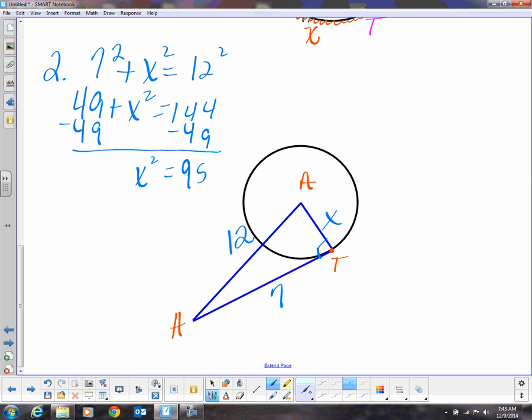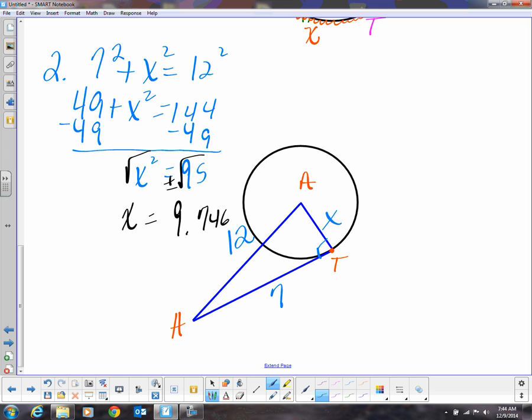So what happens when I square root? How many answers do I get? Plus and minus. I want to see this for Algebra 2. Which one do you pick for your answer? The positive or negative? The positive. So you got 9.746.